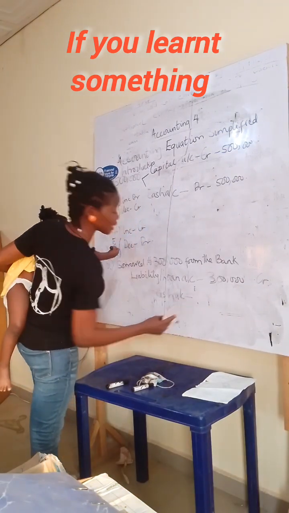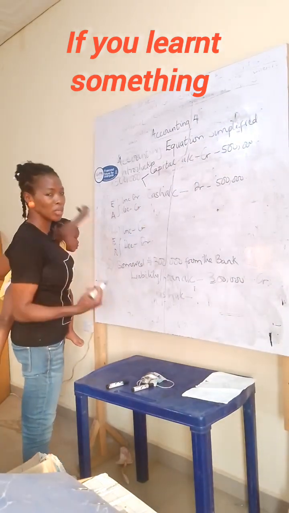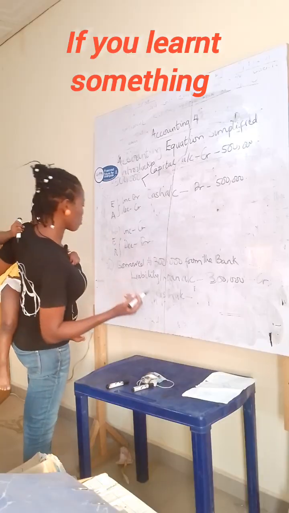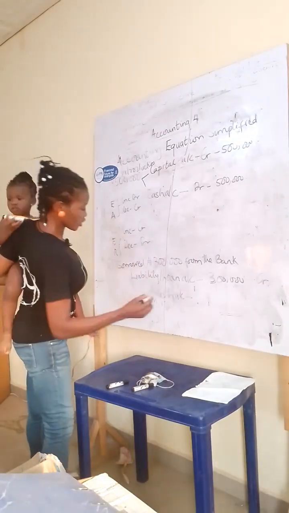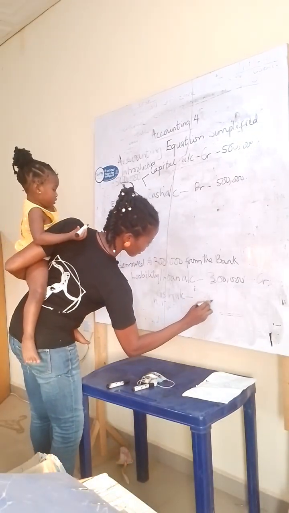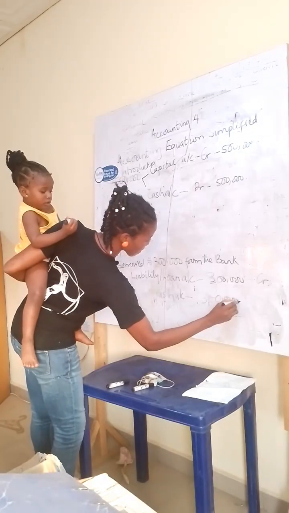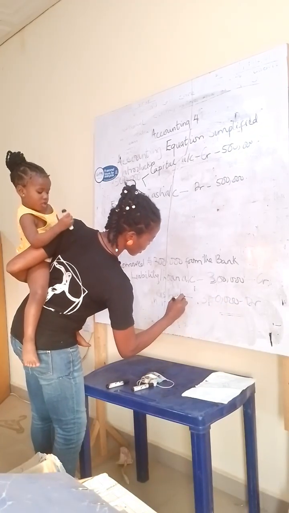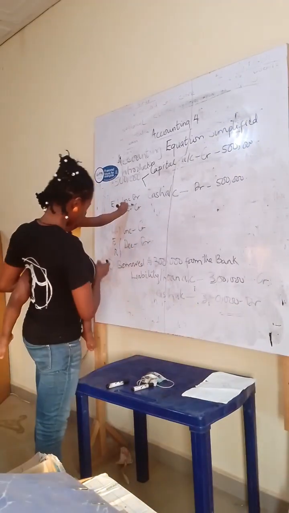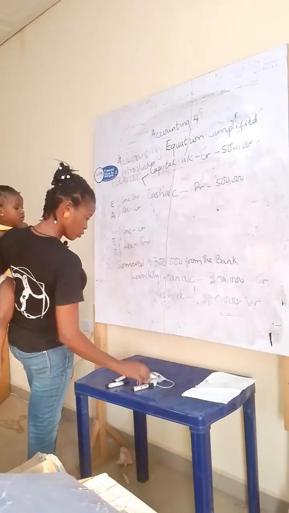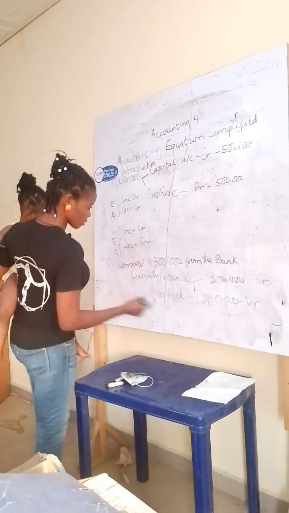And then our cash has increased. Even though we borrowed the money, our cash has increased by how much? 300,000 naira. So you're going to debit it. I hope you can see this. You're going to debit that with 300,000 naira.